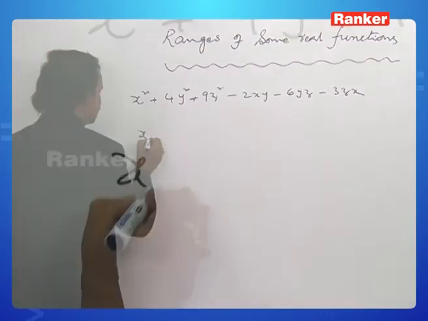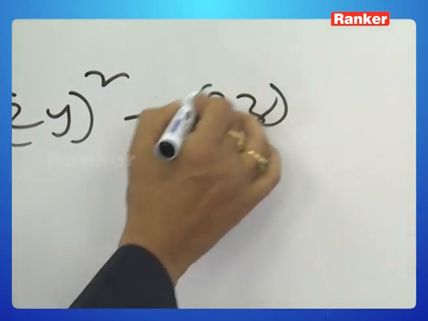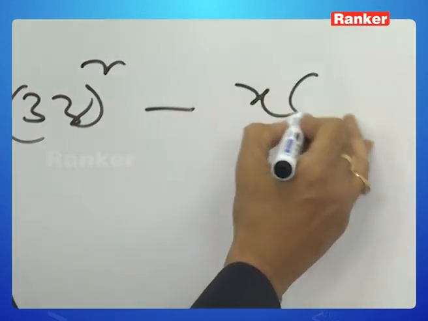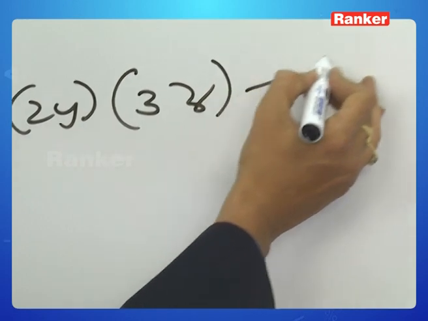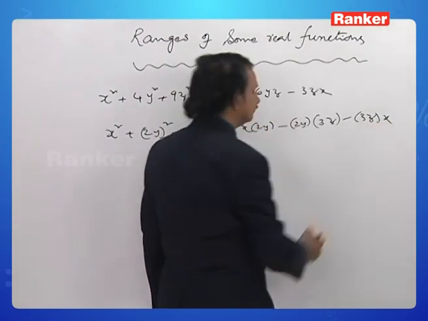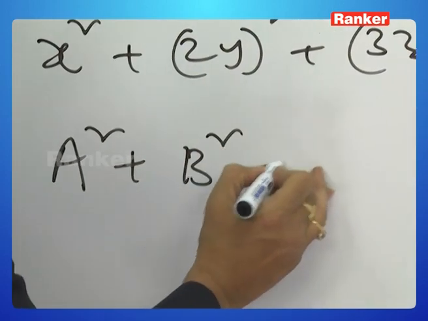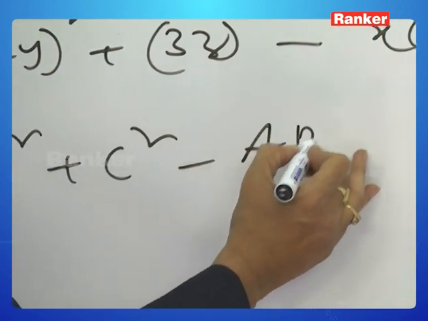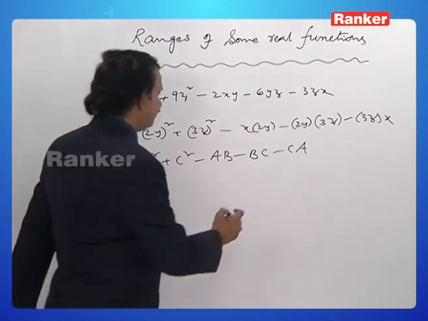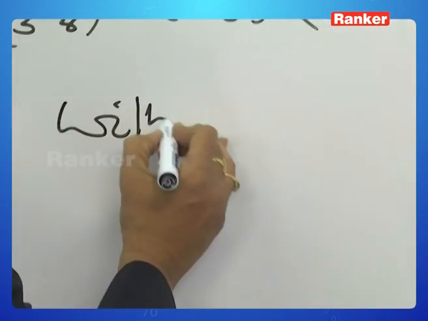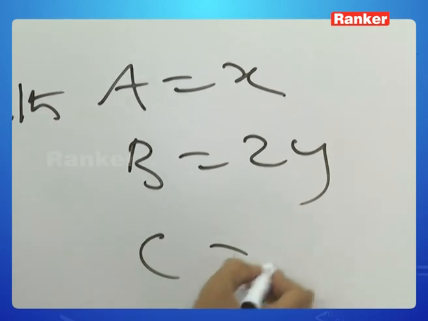What is that? x square plus (2y) whole square plus (3z) whole square minus x into 2y minus 2y into 3z minus 3z into x. This is in the form a square plus b square plus c square minus ab minus bc minus ca, with a equal to x, b equal to 2y, c equal to 3z.